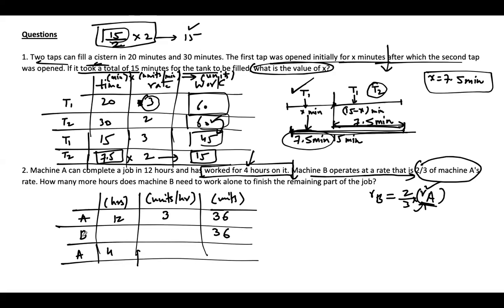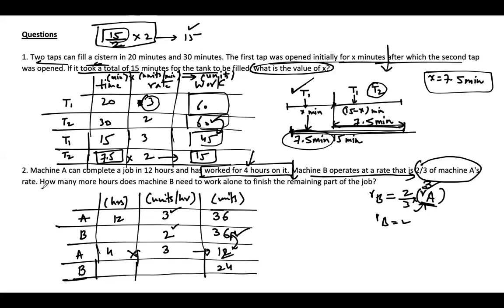If machine B is working alone, what will be the rate of machine B, if the rate of A is 3? 2. Okay, so right now we know the rates of machine A and B. Machine A worked for 4 hours, and the rate of machine A is 3. So 4 into 3 would be 12. What is the remaining work now? 24 is the remainder. 36 minus 12 is 24, which B has to do.